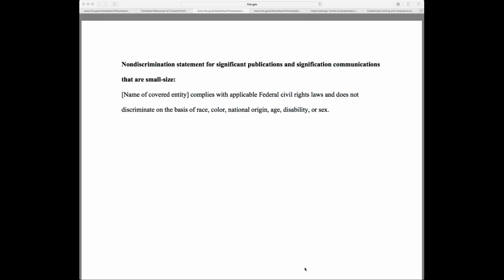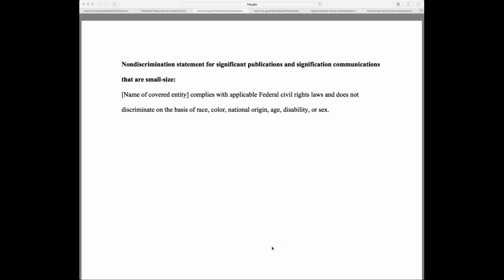Now, it also includes in the example a TTY number for hearing disabled or for hearing assistance. If you do not provide TTY services, you're not required to provide a number for TTY. But this is the number, again, that would be specific to your practice, and this would be written in Chinese.